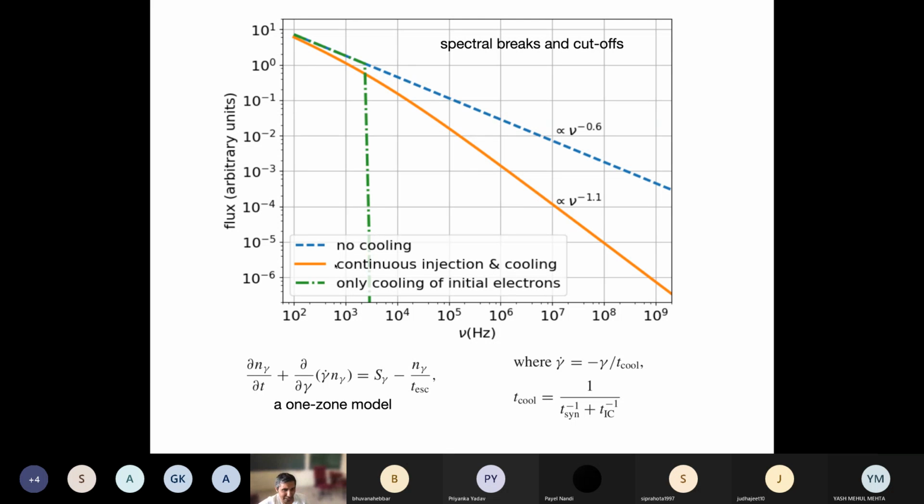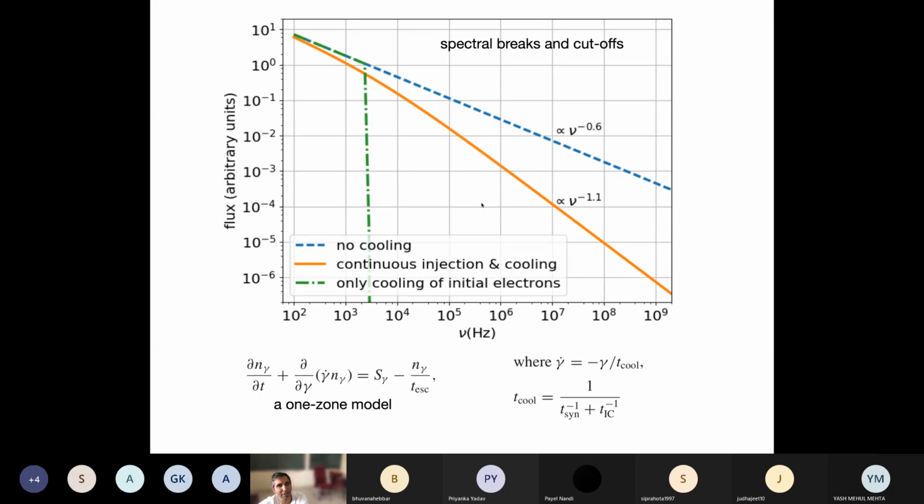This orange line is the second scenario where there is continuous injection and cooling. And the cooling break appears at almost the same frequency, except that here, rather than just cutting off abruptly, there is a change of slope by minus 0.5. So from nu to the minus 0.6, it becomes nu to the minus 1.1. So this is called a cooling break. This is a cooling cutoff. This is a cooling break. So this modeling is quite popular for modeling radio galaxies and the evolution of synchrotron emission in a lot of cases.